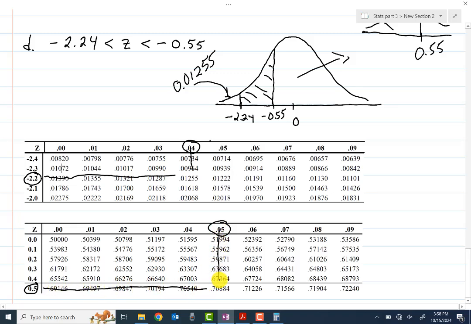So 70.884%. That's the area of that white region there. Then if I went for the shaded region, let's do it over here. I'm going to do 1 minus this piece, and then I'm going to subtract off this piece as well.